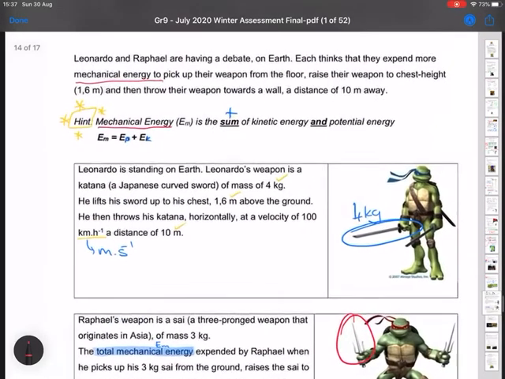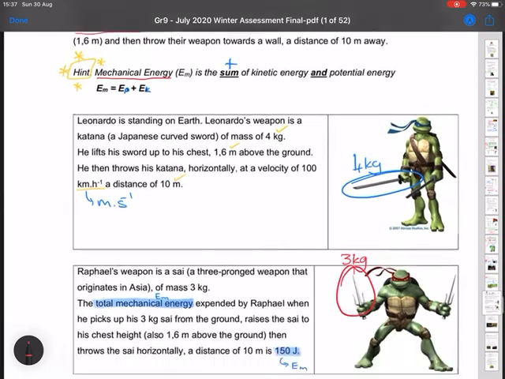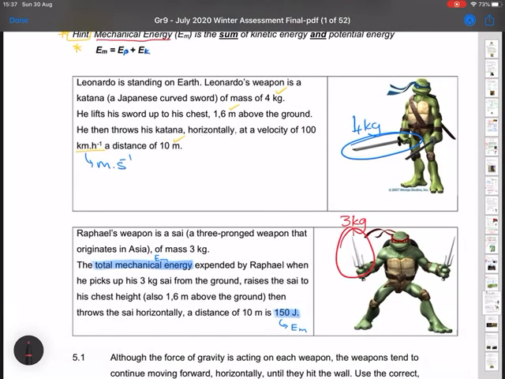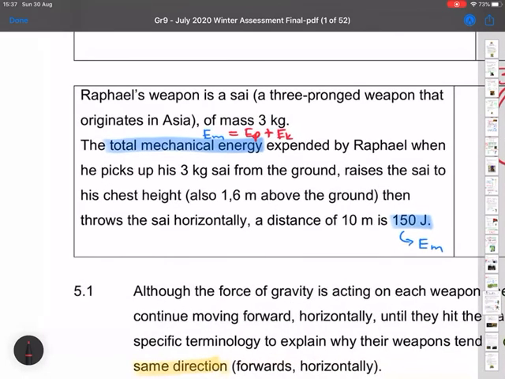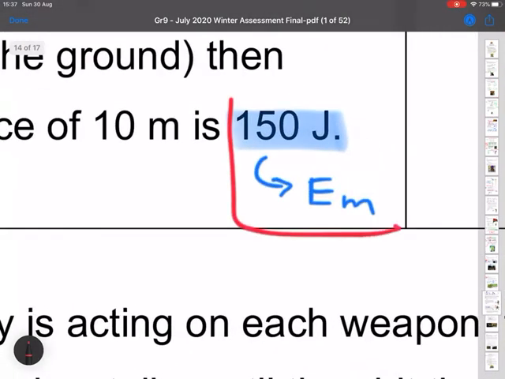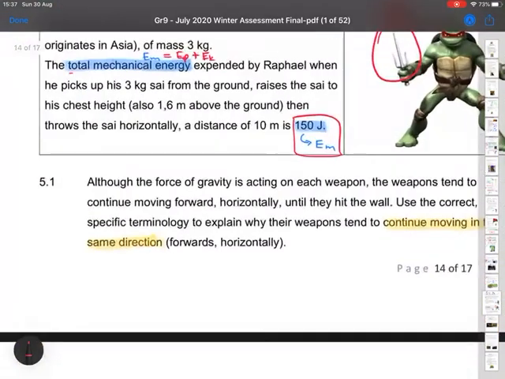Sorry, this isn't actually the last question. We've still got question 6. His psi has a mass of 3 kilograms. The total mechanical energy, so remember mechanical is equal to potential plus kinetic. So his total mechanical energy, when he picks up his psi from the ground, raises it to chest height, and then throws it horizontally, is 150 joules. So this is his mechanical energy. Raphael's mechanical energy is 150 joules.